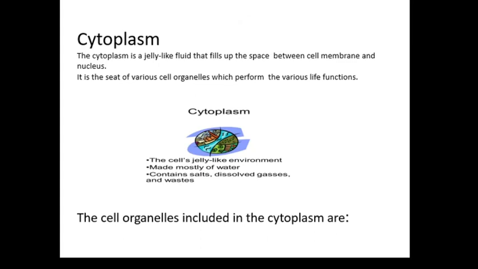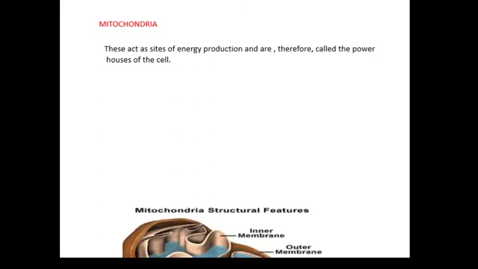Cytoplasm. The cytoplasm is a jelly-like fluid that fills up the space between cell membrane and nucleus. It is the seat of various cell organelles which perform the various life functions. The cell organelles included in the cytoplasm are mitochondria. These act as site of energy production and are therefore called the powerhouse of the cell.